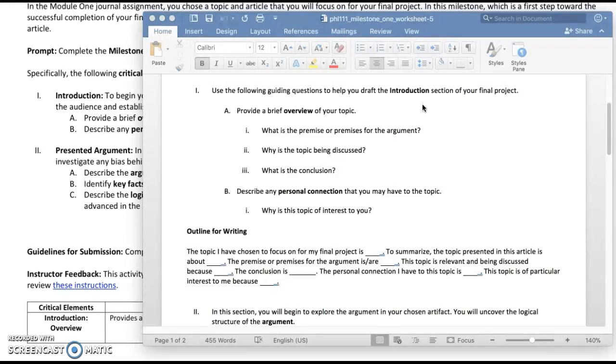Okay, so to start off with your introduction, try to make a good introduction. Get the person interested in reading it. Obviously, I'm going to read it, but you want to actually have your audience be interested in it, okay? Because it's an English paper as well. It's just going to have philosophy within it.